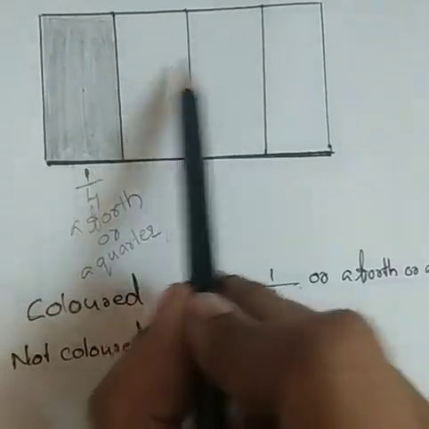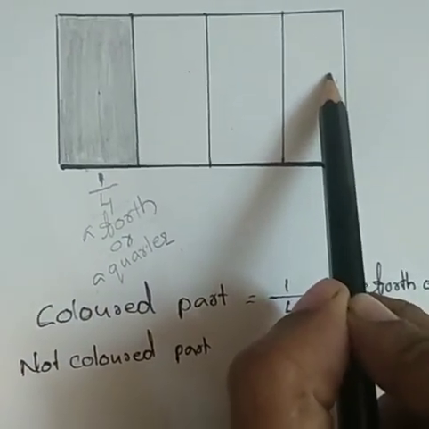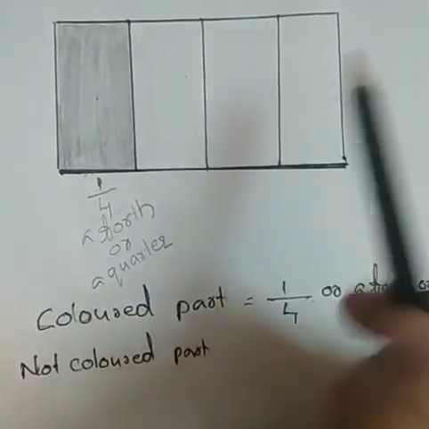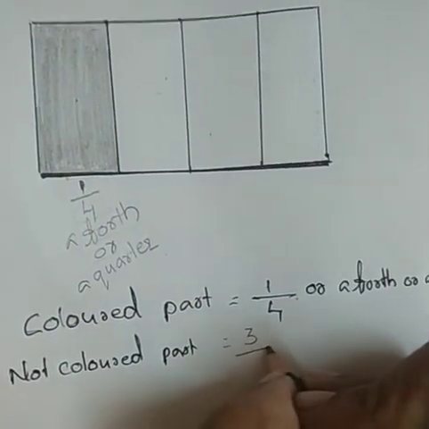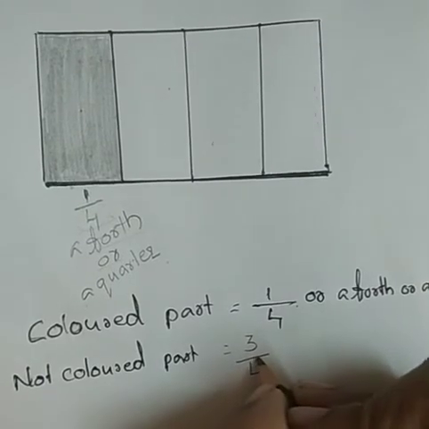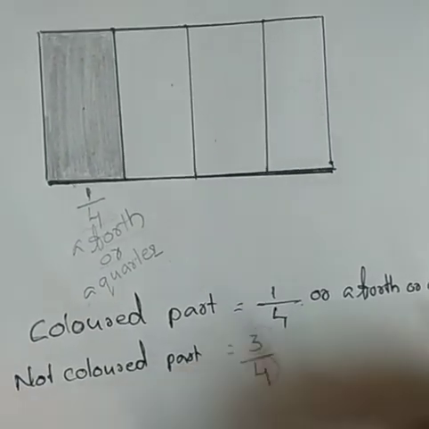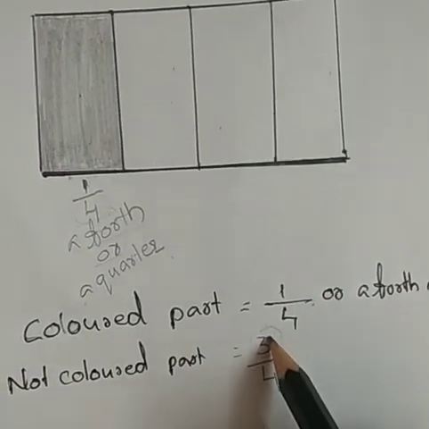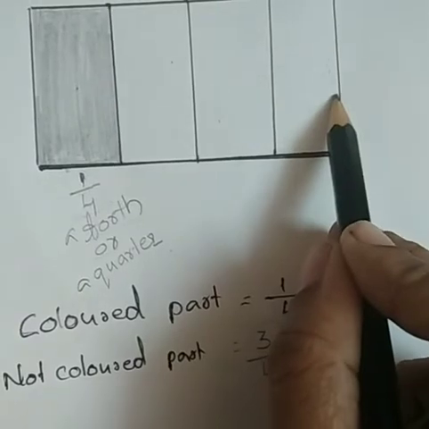Out of 4 parts, 3 parts are not colored. So the not colored part is equal to 3 by 4. Out of 4 parts, 3 parts are not colored. So we can write it as 3 by 4. 1, 2, 3. Totally 4 parts.